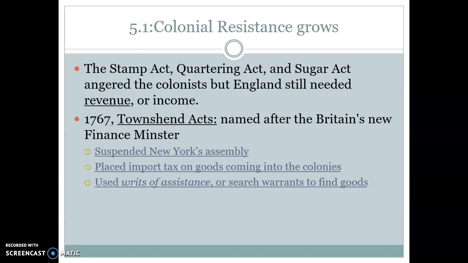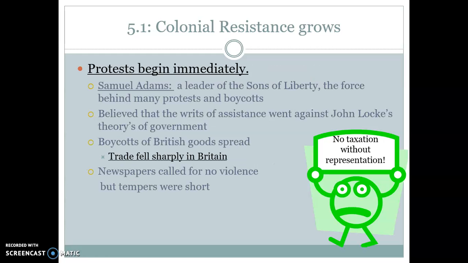So I bet you can guess what this is going to do to the colonists. The protests are going to begin immediately. The colonists are like, we're done with this. Samuel Adams, who's the leader of the Sons of Liberty, was the force behind many of these protests. And he believed that the writs of assistance went against John Locke's theories of government, that the government is searching and seizing people's property without due process. And that was against the social contract.